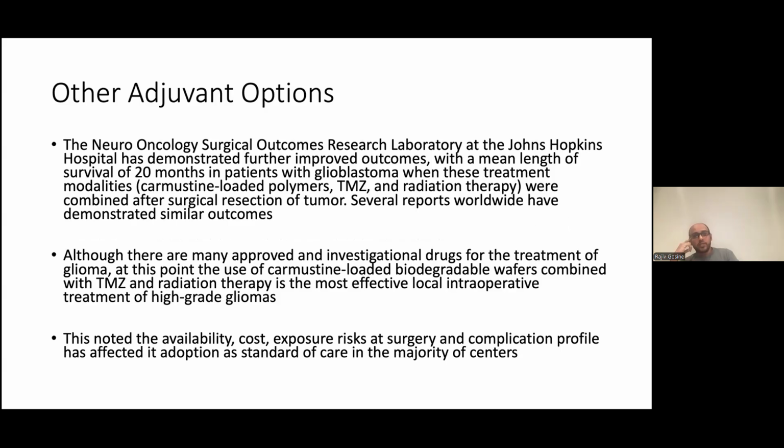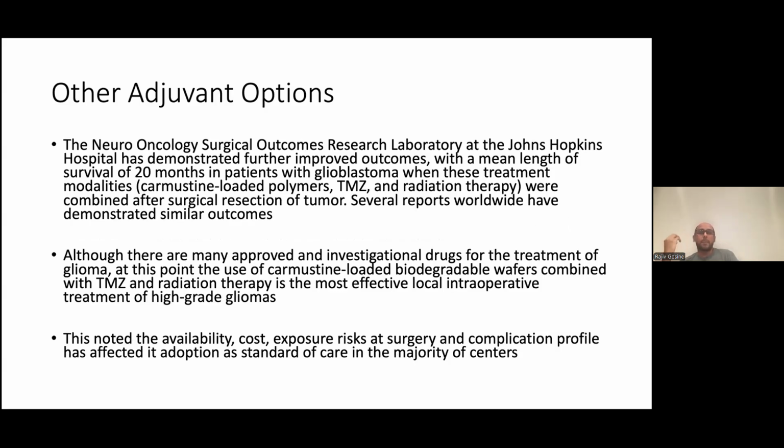Now, the neuro-oncology surgical outcomes research laboratory at Johns Hopkins Hospital has demonstrated improved outcomes with a mean length of survival of 21 months in patients with glioblastoma when the treatment modalities of the Gliadel, TMZ, and radiation therapy were combined after surgical resection of the tumor. Several reports in the literature have demonstrated similar outcomes.